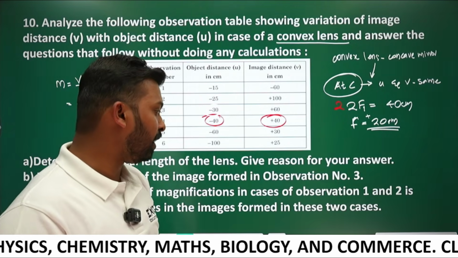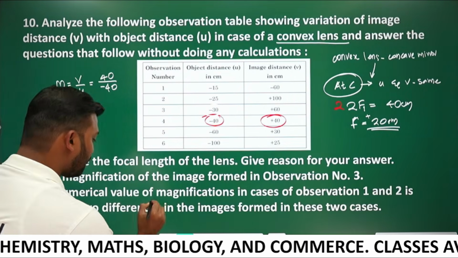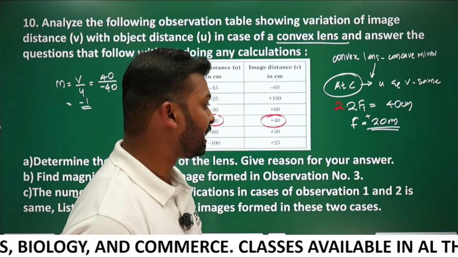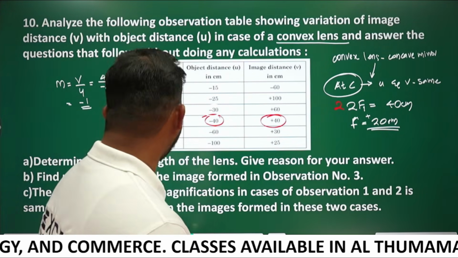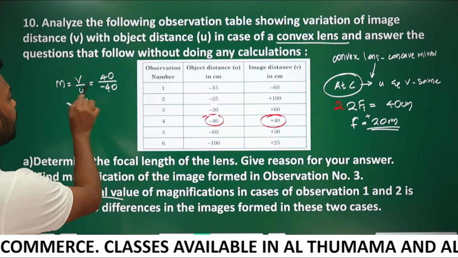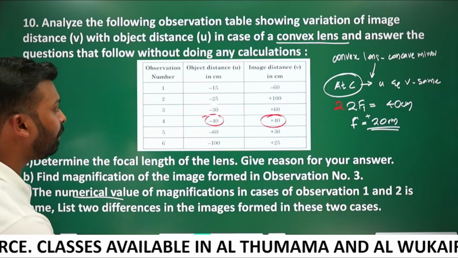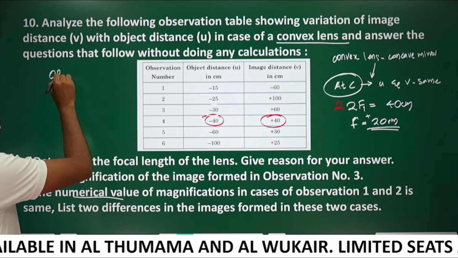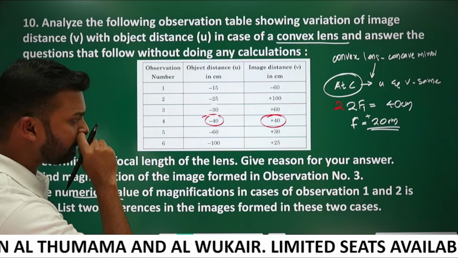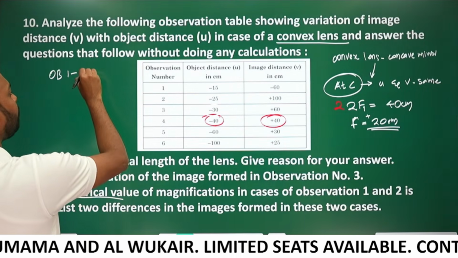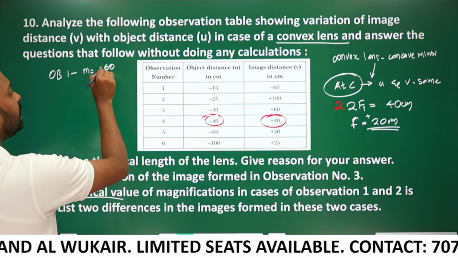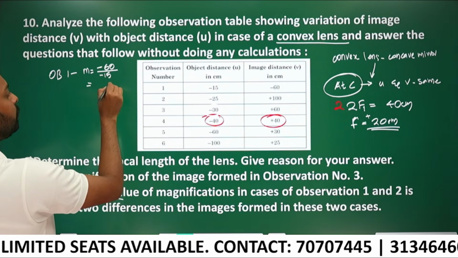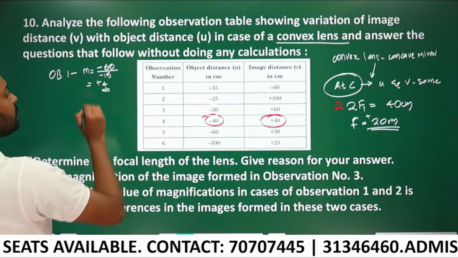But there is a small difference. The numerical value of the magnification is the same, both are 4 only, but the signs are different. In observation number 1, the magnification is minus 60 divided by minus 15, which gives you 4. This is plus 4.